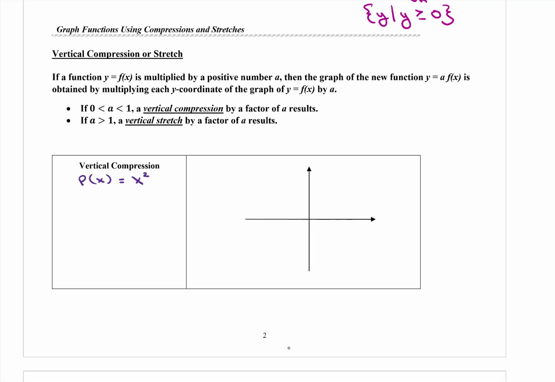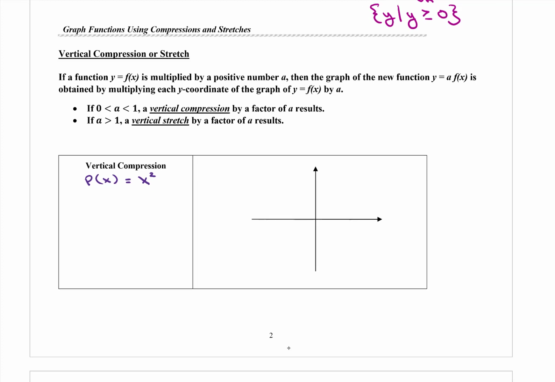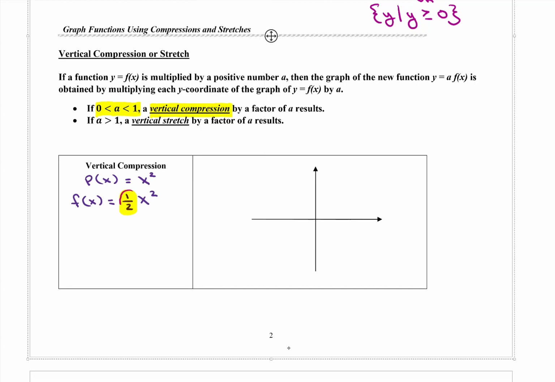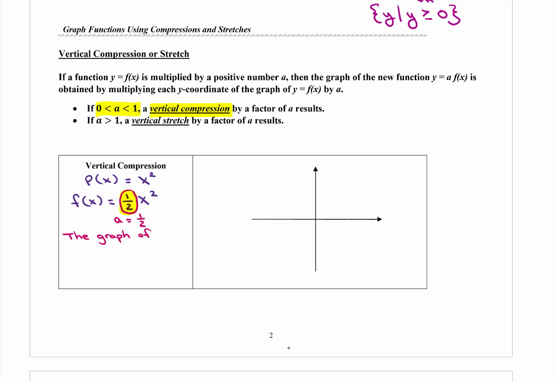horizontal shift. Let's do an example here of a vertical compression. If a function y equal to f of x is multiplied by a positive number a, then the graph of the new function y equal to a times f of x is obtained by multiplying each y coordinate of the graph of y equal to f of x by a. Let's do vertical compression first. So let's use p of x is equal to x squared, and I'm going to do f of x is equal to 1/2 x squared. Since the a value is 1/2, a value that is greater than 0 and less than 1, it falls into this category of vertical compression.